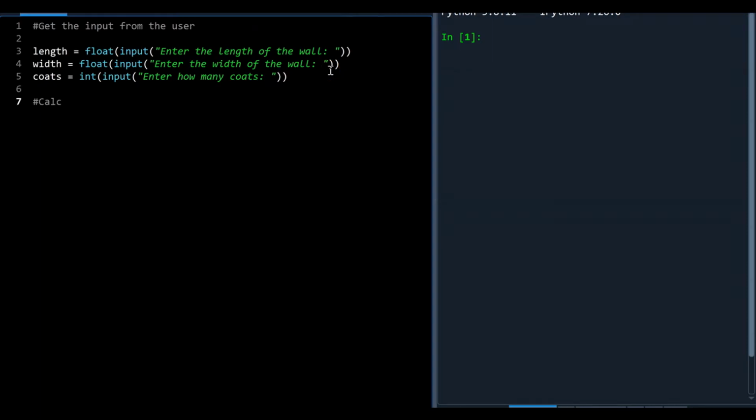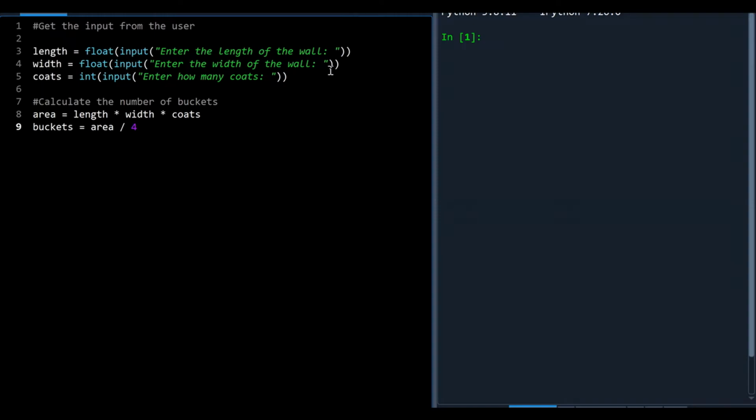Okay, now I need to calculate the number of buckets. So we needed to do an area calculation first, which was the length times the width times the number of coats. And then our number of buckets was going to be equal to the area divided by 4. But I need to round this. So I can't actually use the way that we've been taught to round before, because that's just going to either round up or round down. I need to round up.